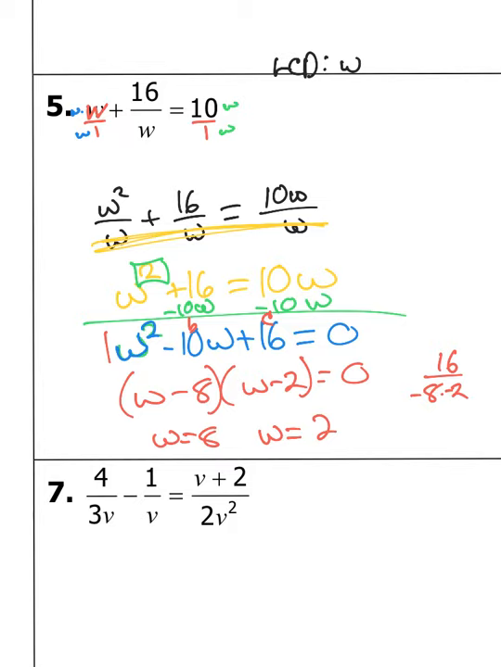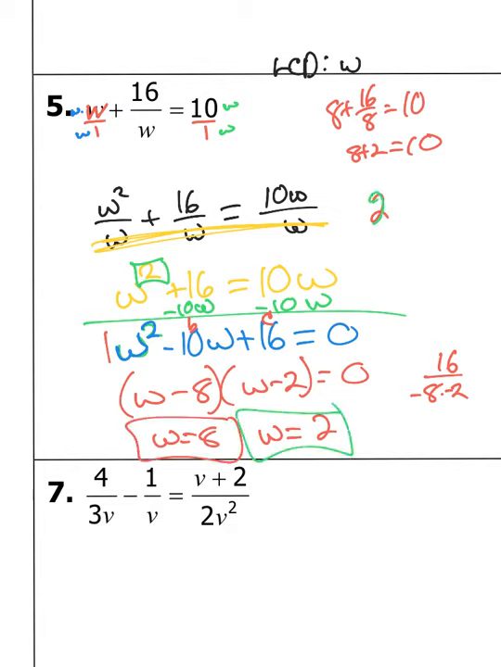For 8, does 8 plus 16 over 8 equal 10? Yes, it does, because that would be 8 plus 2. And then does 2 plus 16 over 2 equal 10? Yes, it does, because that would be 2 plus 8 equals 10. So they both work, so that's good. All right, so you guys are just going to do 3 problems for today.